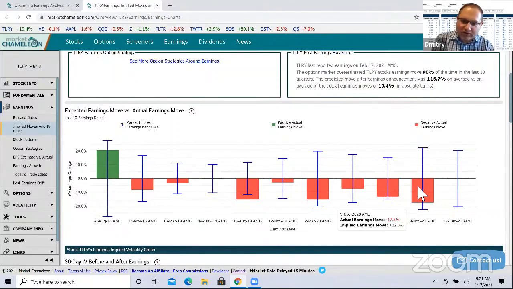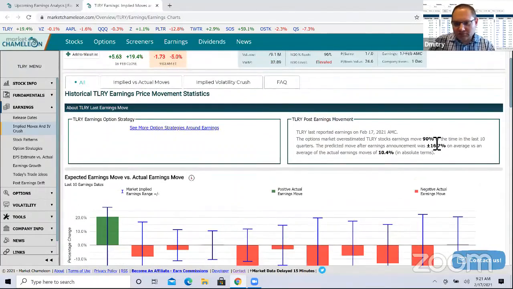As an example, November 9th, after the market closed, TLRY reported earnings. Next day, that stock was down 17.5% for the day. The straddle was implying a move of 22.3%. So you could see, even though it was a huge move, 17%, that straddle was pricing in 22%. So that move was actually within that implied range. So I'm going to just come up here, see the stats for TLRY.